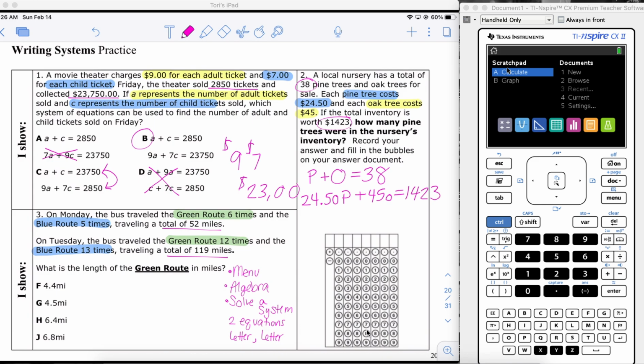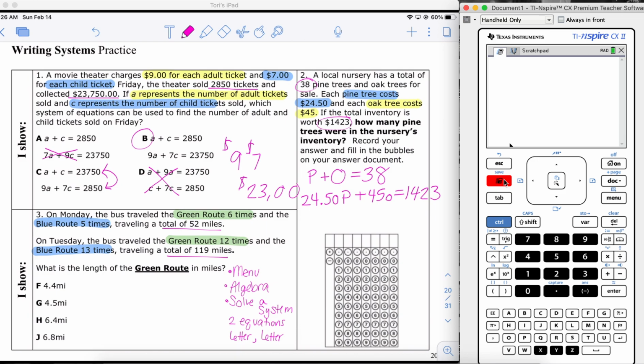Okay? If you can get the equations, here's what makes this really easy. I'm going to go into Scratchpad, just regular calculate. I'm going to type in menu, algebra, so option 3, solve a system. It literally is going to ask me how many equations do you have, 2, and what are your variables.